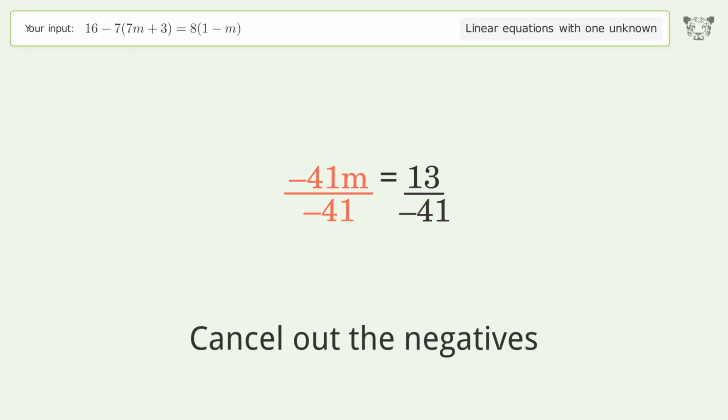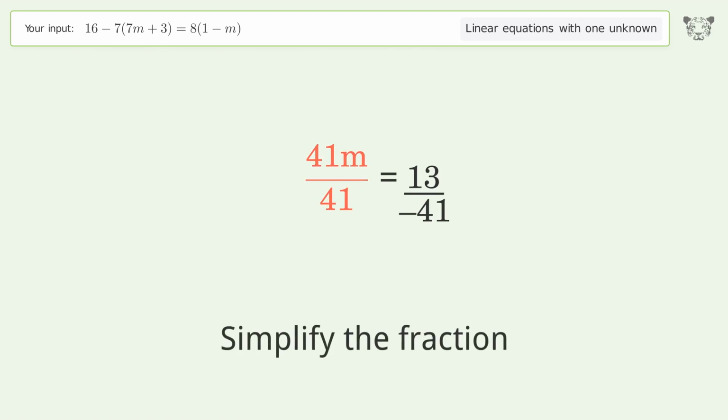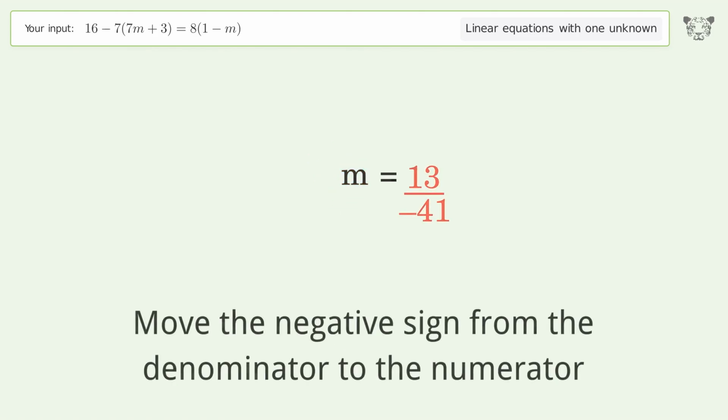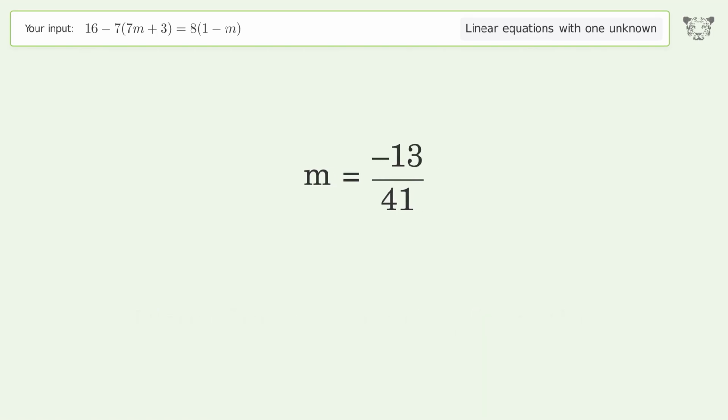Cancel out the negatives. Simplify the fraction. Move the negative sign from the denominator to the numerator. And so the final result is m equals negative 13 over 41.